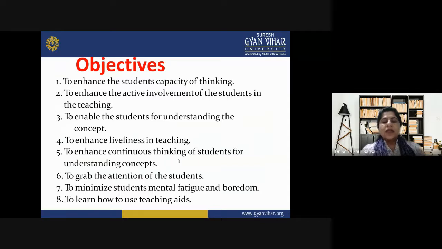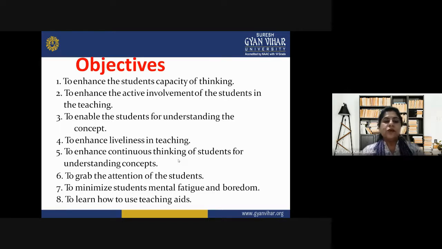Now let's understand the objectives of the stimulus variation skill, students. Why we use the stimulus variation skill in the classroom. There are some 8 objectives, so let's understand them one by one. First of all, to enhance the students' capacity of thinking. Thinking is a part, students, which is done at the highest level when the teachers are doing something. The thinking is enhanced when the students are achieving high order thinking skills, and it is only possible when the teacher is giving the correct motivation.